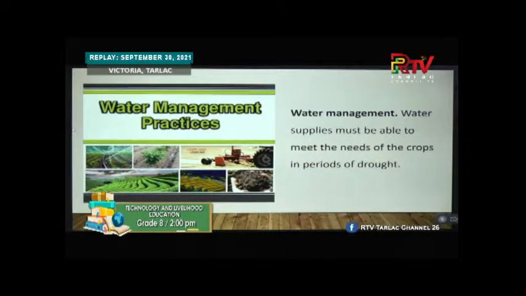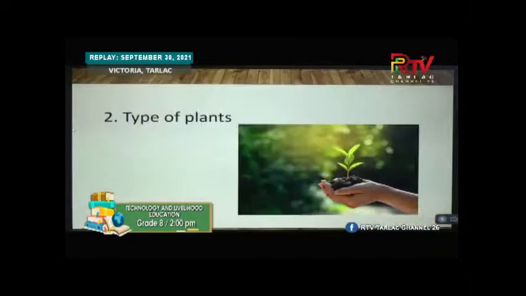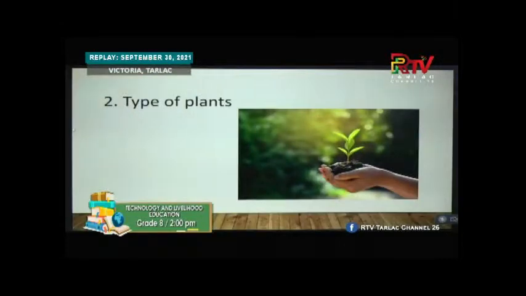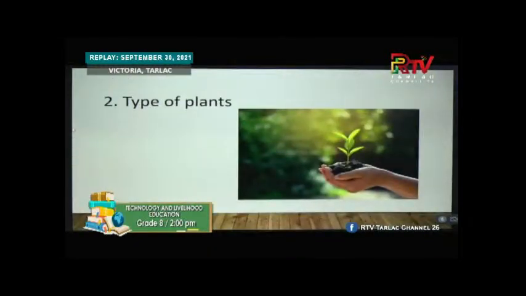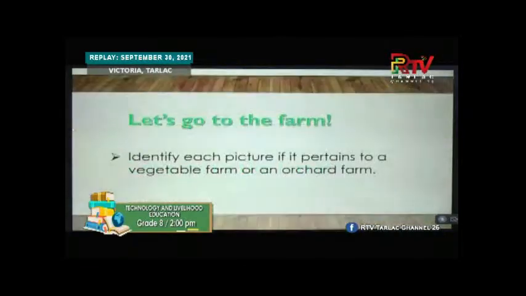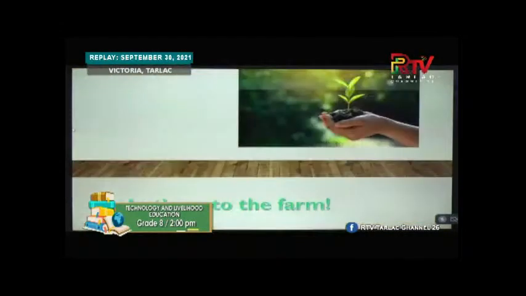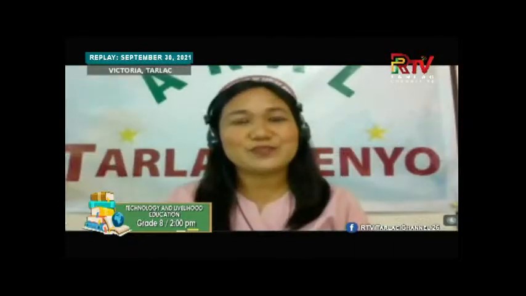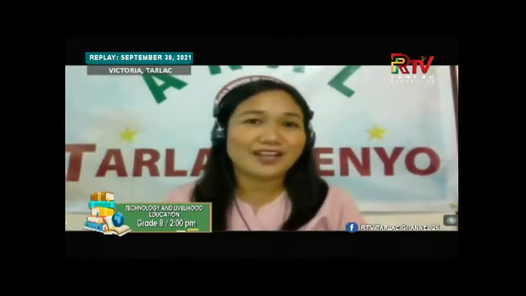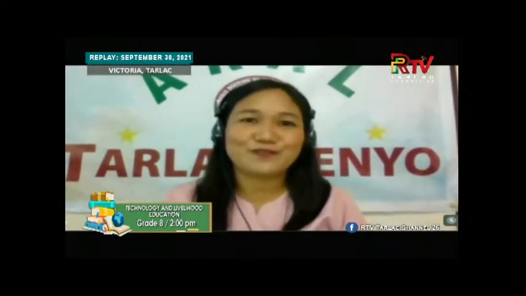The second thing we need to consider also is the type of plants we plan to grow in our farm. Designing a farm layout still depends on the type of plants. After knowing the type of plant we want to grow, the third thing we need to consider is the arrangement of these plants because we will make plans for vegetables and orchard farm. Can you identify the difference between a vegetable farm and an orchard farm? Well, let's go to the farm.